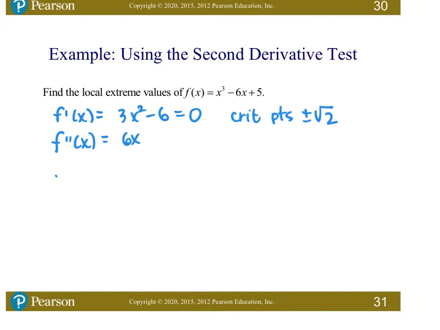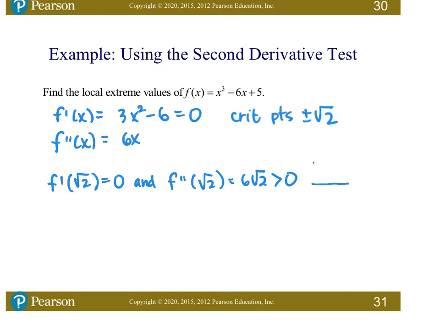So I'm going to check. I know that f prime of root 2 is 0. And now I want to check what f double prime of root 2 is. That's 6 root 2, a positive number. So if you've got the first derivative equal to 0 and the second derivative positive, that means you have a horizontal tangent with positive concavity. So x equals root 2 is identified as a local min.